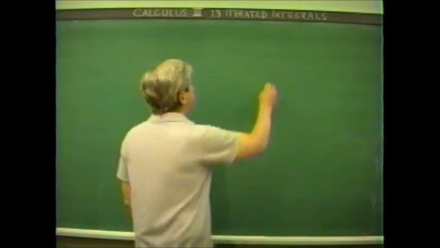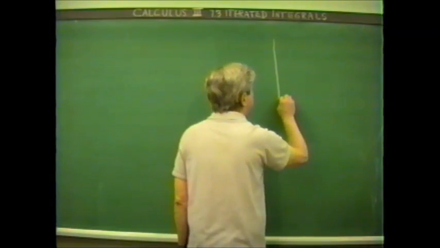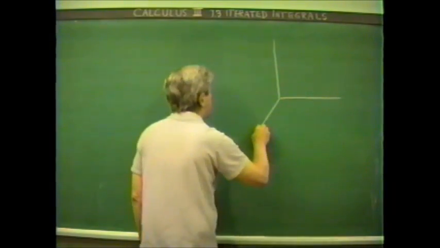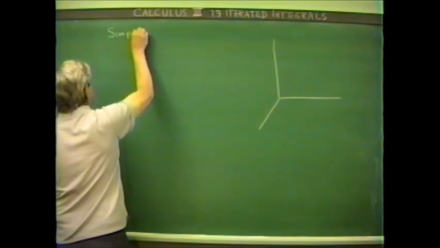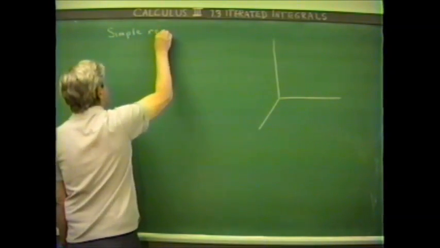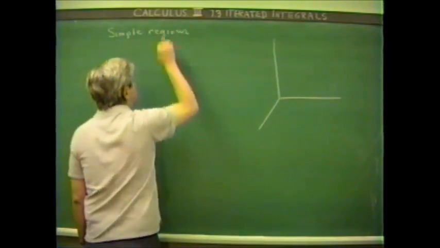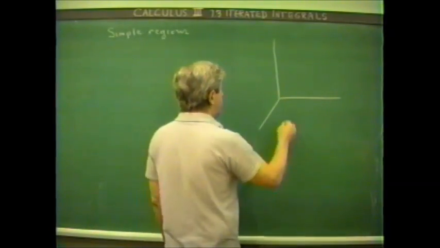I want to take a look now at how to compute volumes and other things that involve multiple integrals, double integrals, when the region that you're integrating over is not a rectangle. Well, there are two types of simple regions. One of them consists as follows.